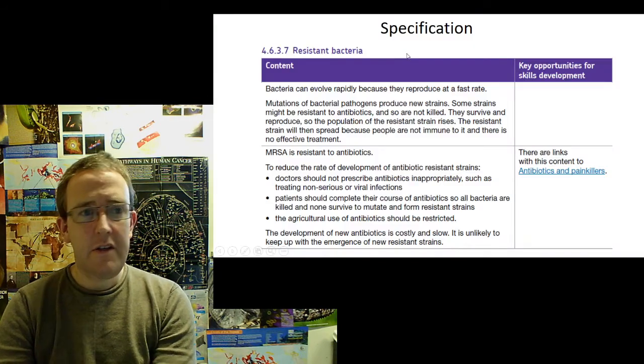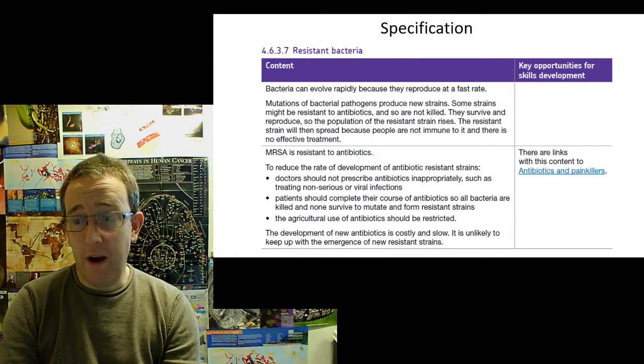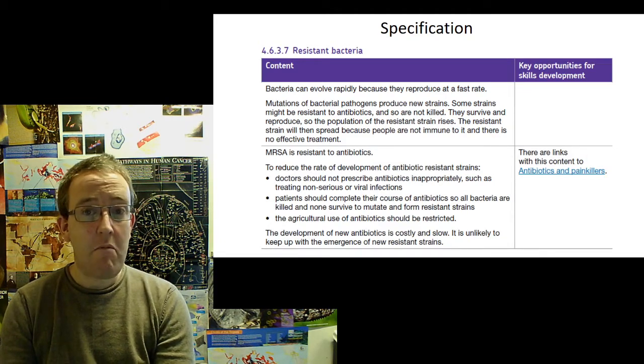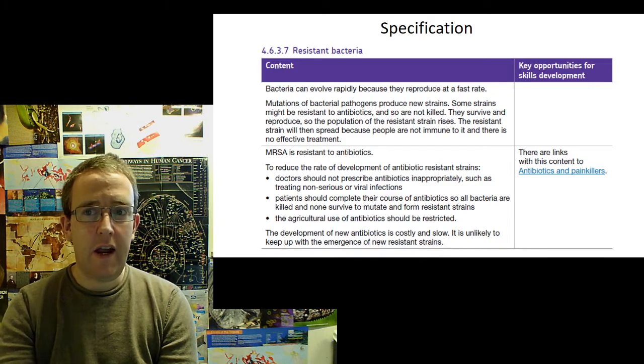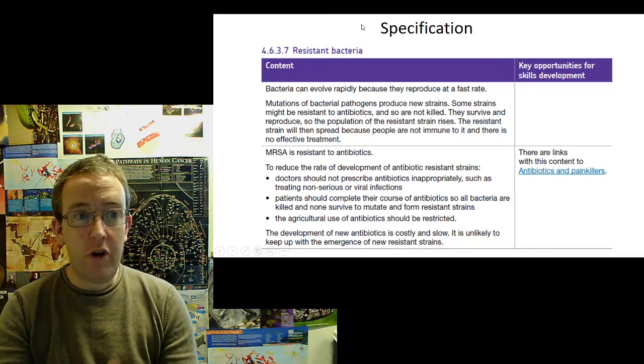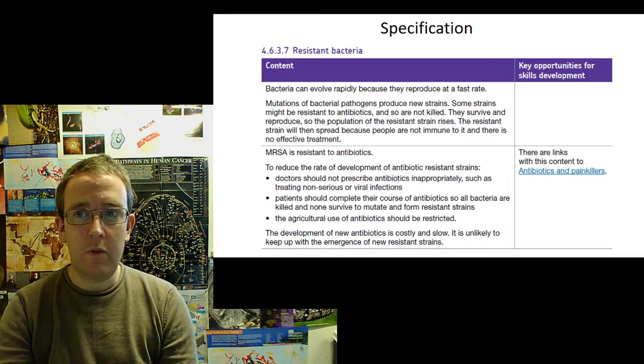Okay, so this is the specification. As you can see, bacteria can evolve rapidly because they reproduce at a fast rate, so on and so forth, and the most famous one, MRSA. And the idea of what we can actually do to try and make sure we've got new antibiotics, new antimicrobials to fight bacteria, and also make the most of the ones that we have.